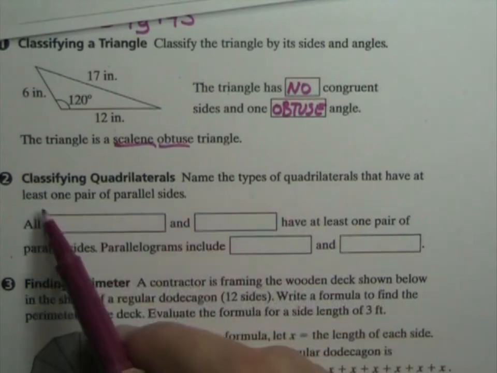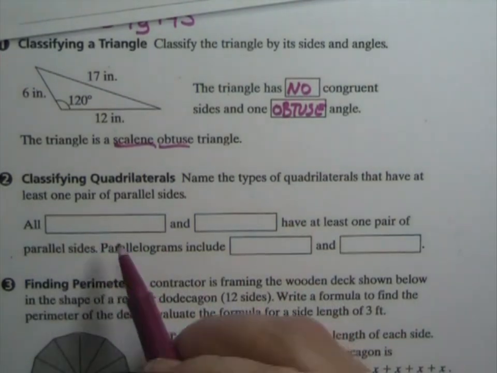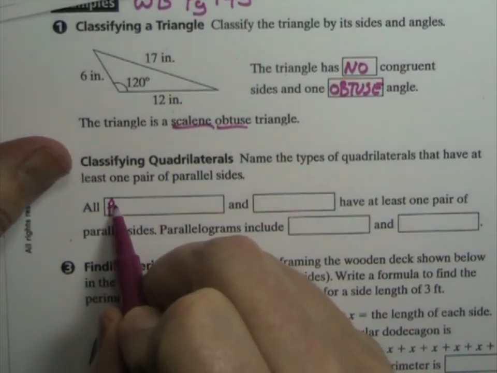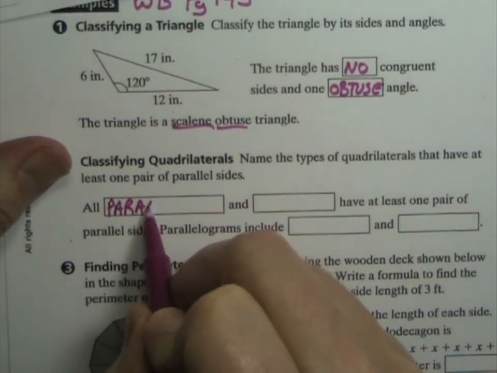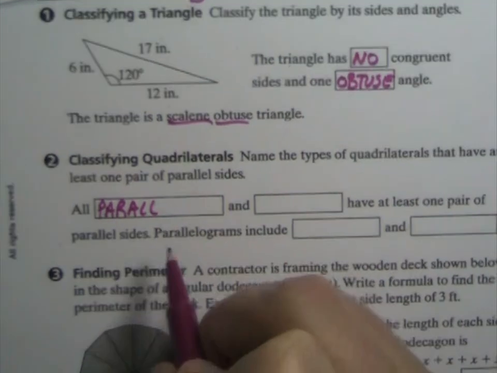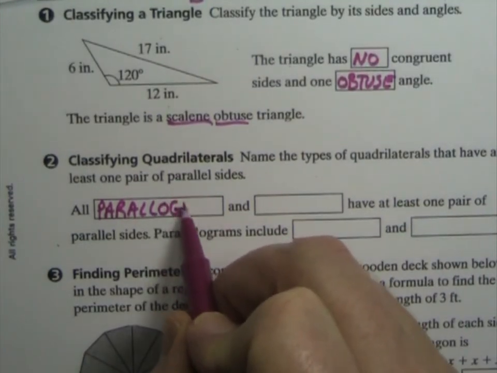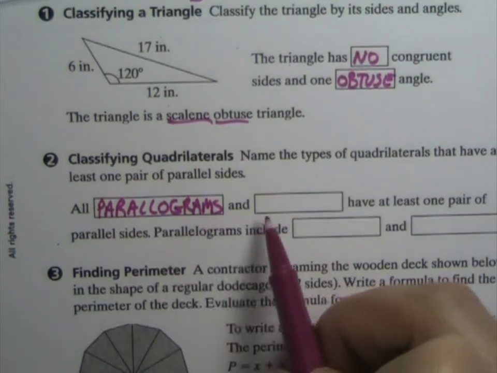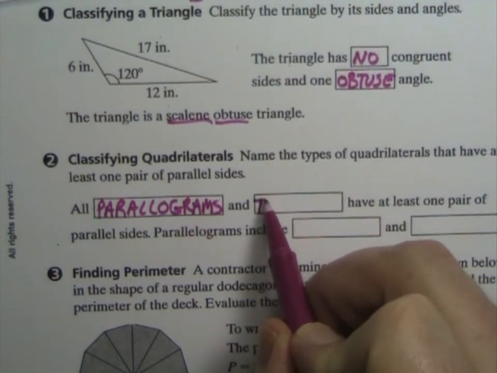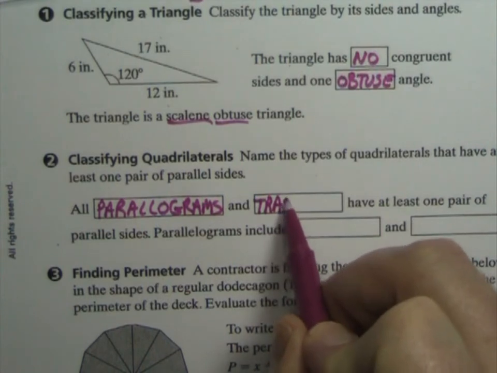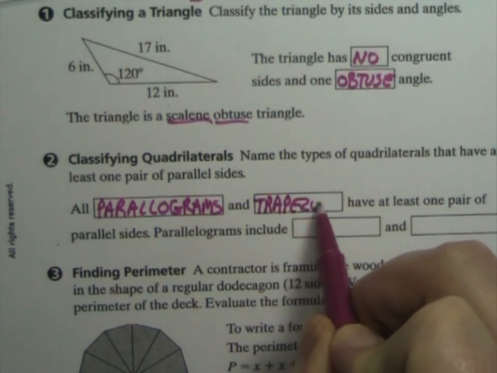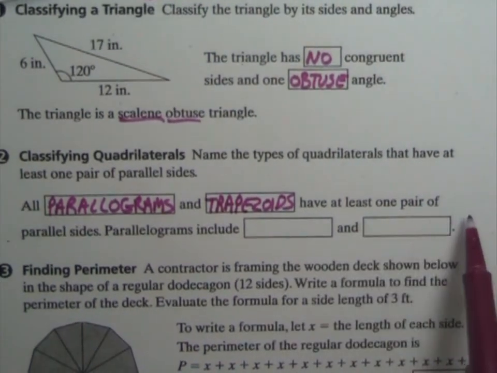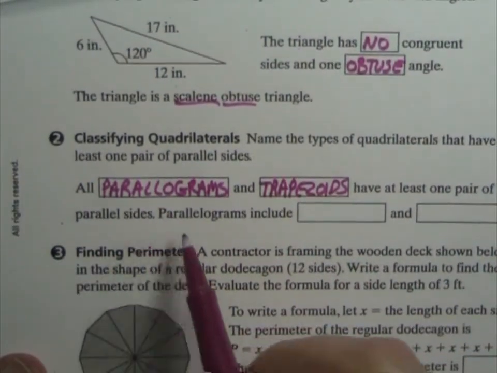Trapezoid, parallelogram. And they said, name the types of quadrilaterals that have at least 1 pair. Well, we know parallelograms do, because they have 2 pairs. Parallelograms and trapezoids. They have at least 1 pair of parallel sides.